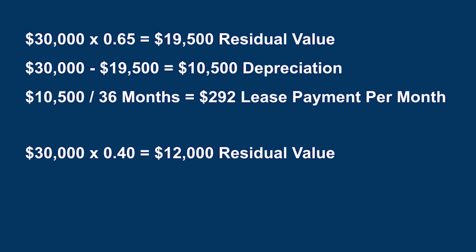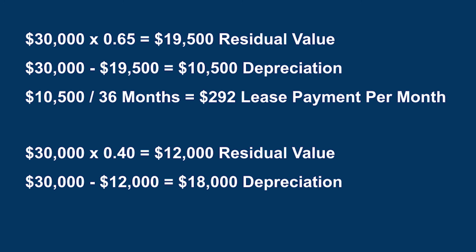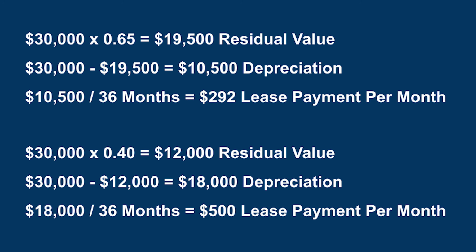Now let's say you have another car worth $30,000, but this one has a 40% residual value. So doing the math, that ends up with a $12,000 residual value at the end of the lease. You take that $30,000, subtract the residual value, and that's $18,000 of depreciation. Take that $18,000, divide by 36 months, and you have a $500 lease payment. So that's how the depreciation affects the monthly payment you have towards your lease. So you can see the importance of selecting a car that has a higher residual value. And you can find the residual value online. You can go directly to the dealer and they'll give it to you as well.